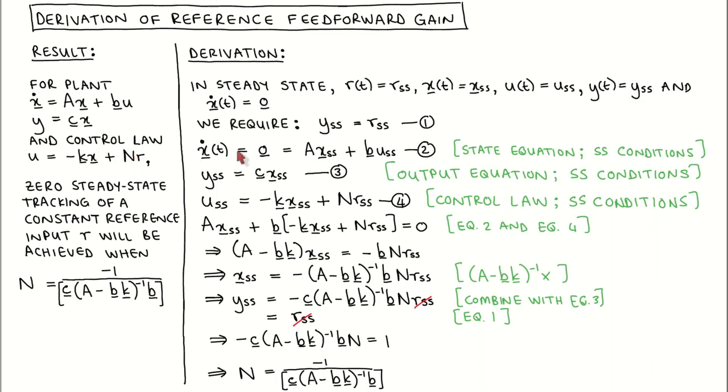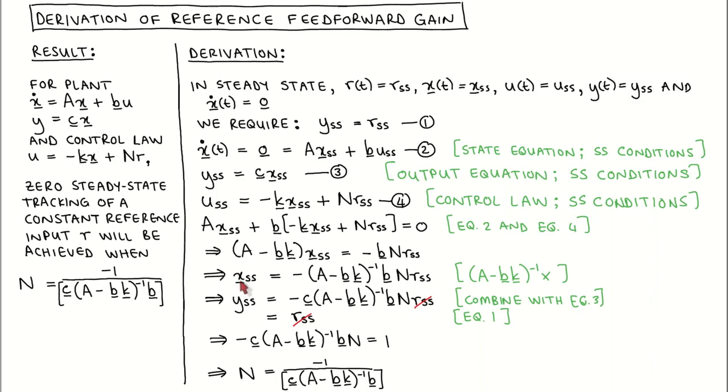We now combine equations 1 to 4. When we substitute USS in equation 4 into equation 2, we get this line. We now gather the terms containing XSS and left multiply with the inverse of A minus BK, which gives us this line. Here, XSS is the only thing on the left-hand side.